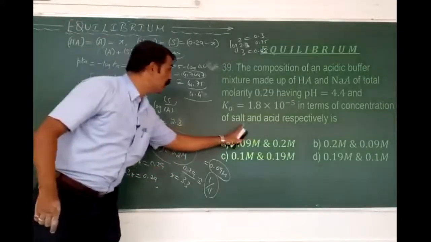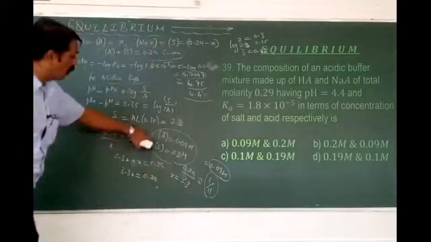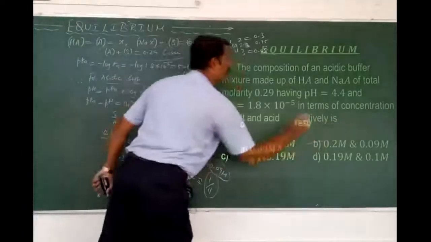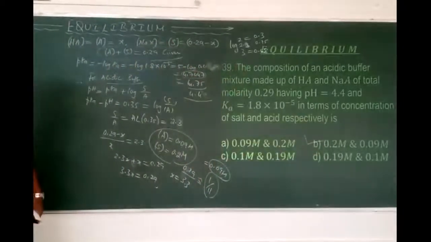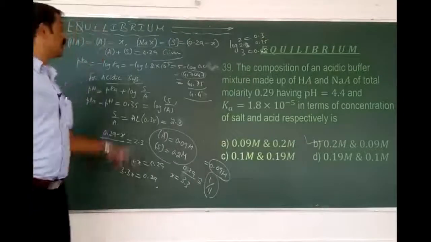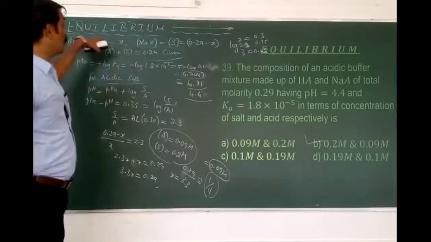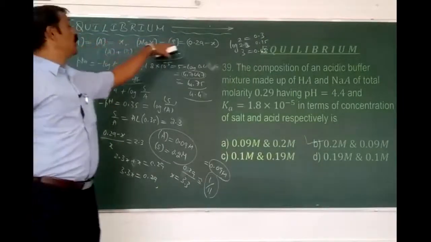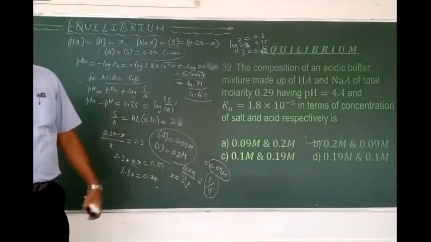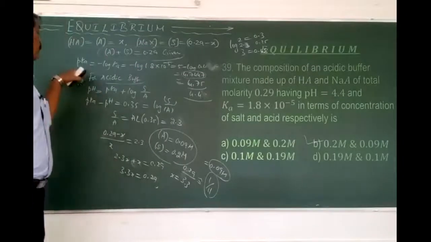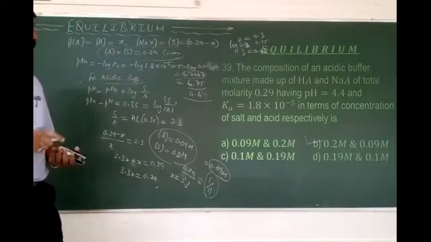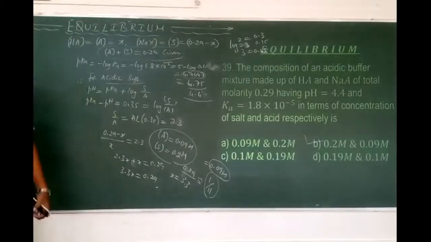So here, the salt and acid are 0.2 and 0.09. Therefore, it is found to be B. The condition given is the mixture of the molarity of both the salt and acid, which is 0.29. We assume the acid is X and the salt is 0.29 minus X. Simplifying with the Henderson's equation, pH is equal to pKa plus log base 10 of salt by acid. So 39 is B here.